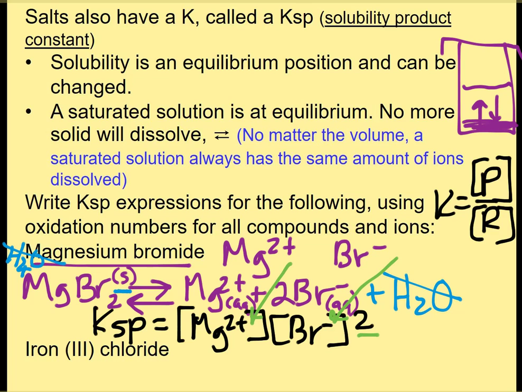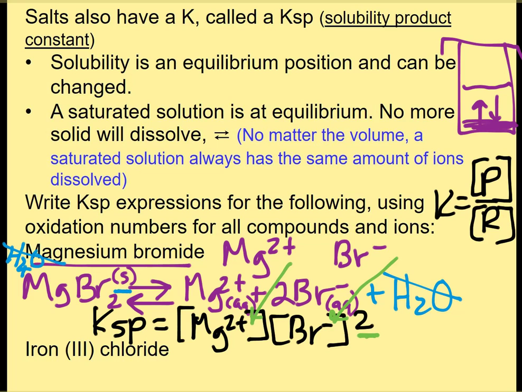And that I have used the stoichiometry. And also notice that there is not a denominator. So it's just the products that go into your solubility product constant. So this is our formula. So later on in this goal, we are going to talk about how to solve for KSP. Let's, however, do one more KSP expression.